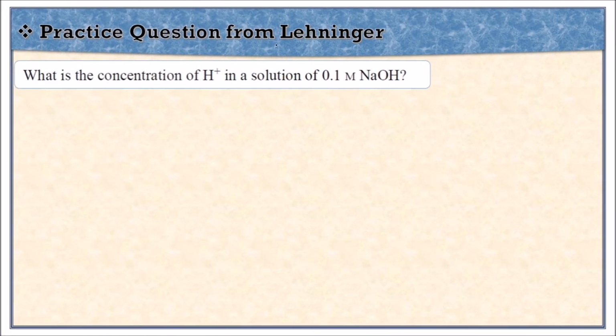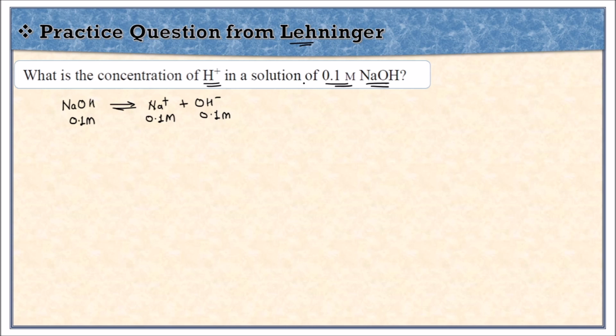Now let us solve a few examples. This example is from Lehninger. What is the concentration of H plus in a solution of 0.1 molar NaOH? See, NaOH is a strong base, so it will completely break into ions as soon as we dissolve it in water. So it will form Na plus and OH negative. As the concentration of NaOH is 0.1 molar, so will be the concentration of Na plus ion, and similarly for OH negative it will also be the same.